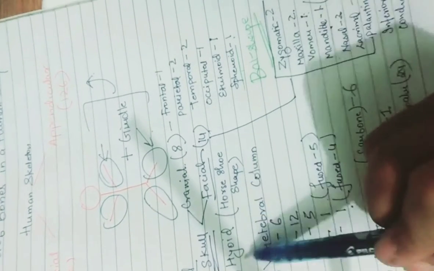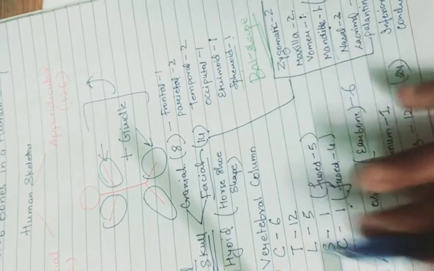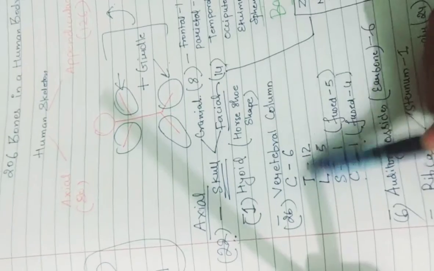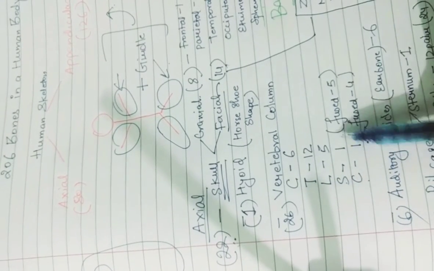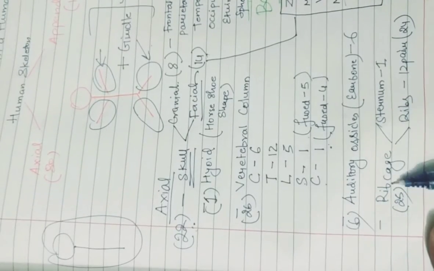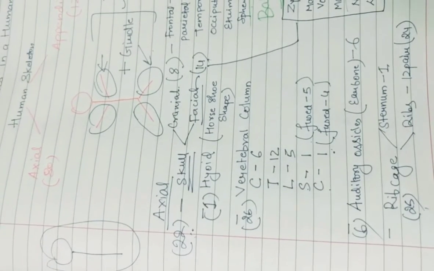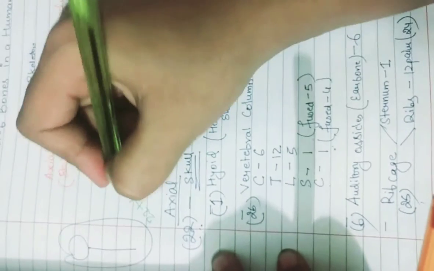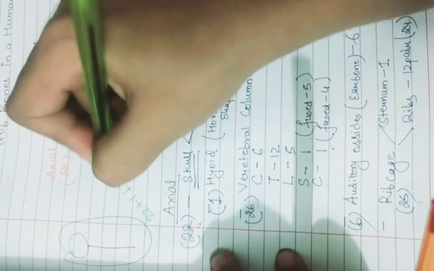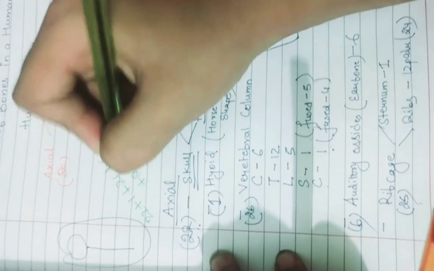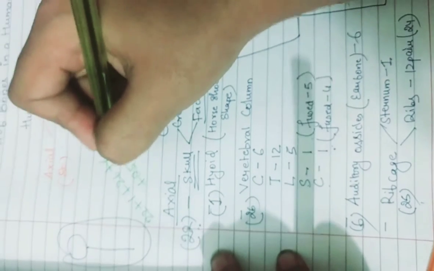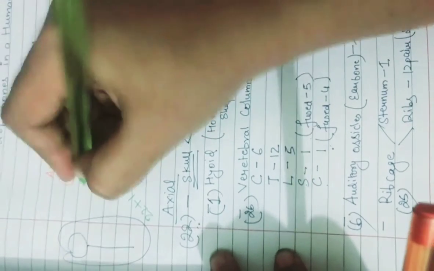Then 14. Then the hyoid bone, the horseshoe shaped bone. This is the only bone not connected to any other bone. The question can come up like this. Then your vertebral column, 26 bones, C6, T12, L5, S1, C1. Total 26. Then you have auditory ossicles 6, rib cage 25. Now if you count the axial portion, 22 plus 1 plus 26 plus 6 plus 25, these all will come up as 80. So here comes your axial portion.